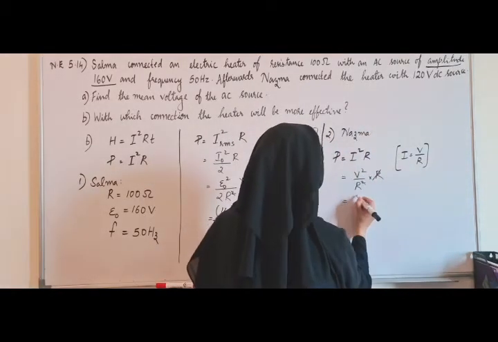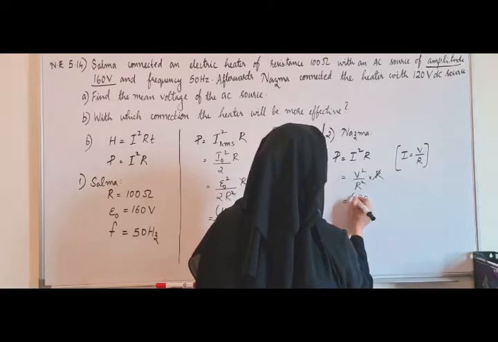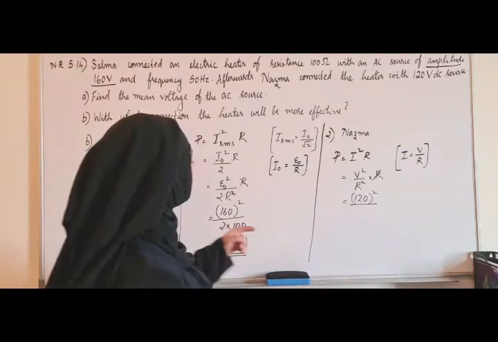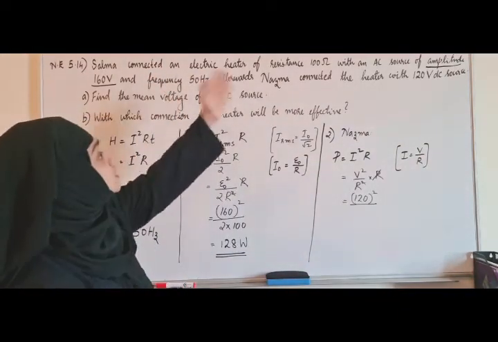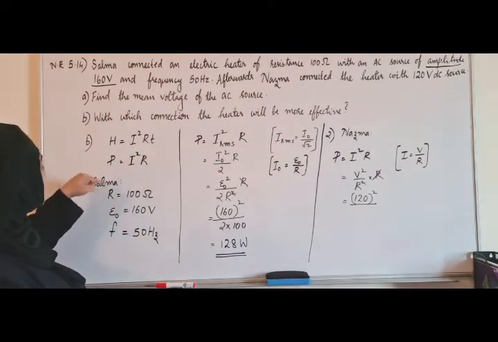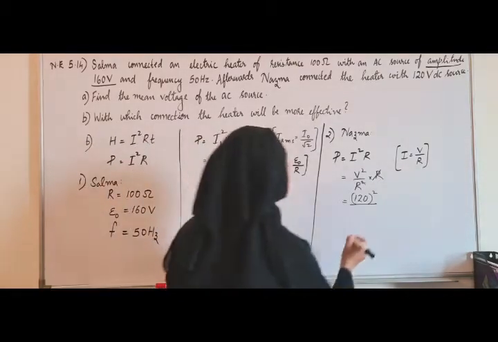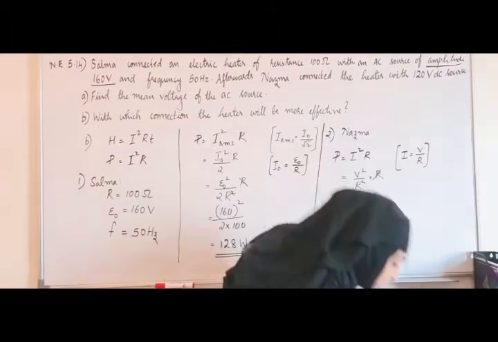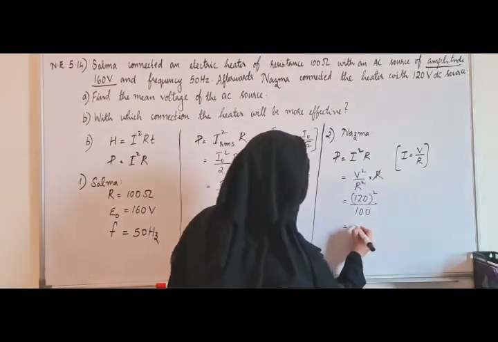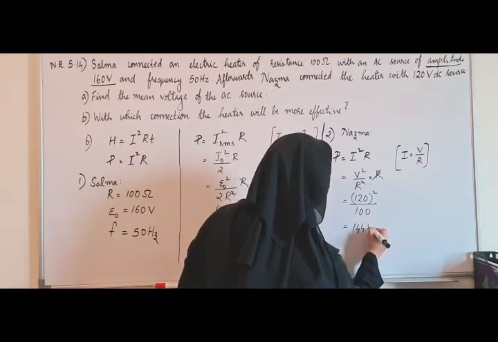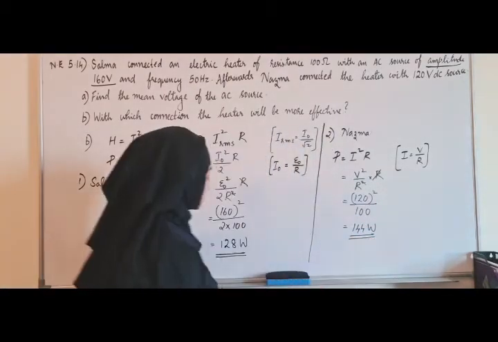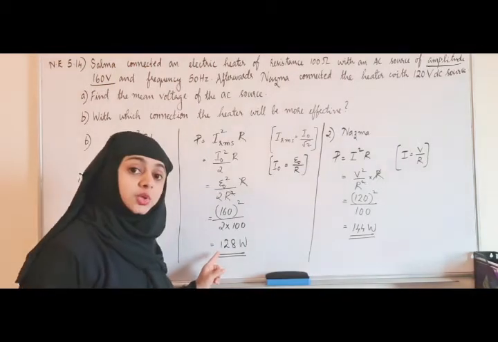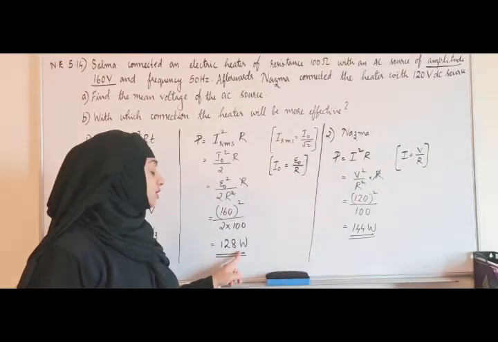DC voltage is given as 120. So 120 square divided by, what is the resistance? They are using the same heater, so the resistance of the heater is 100. You will get this as 144 watts. So here for Selma, the power converted to heat is 128 watts.